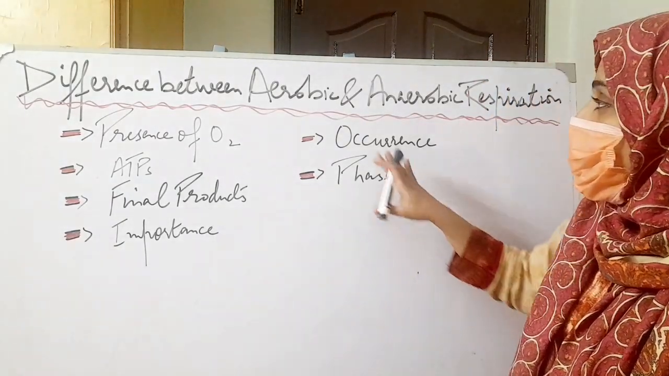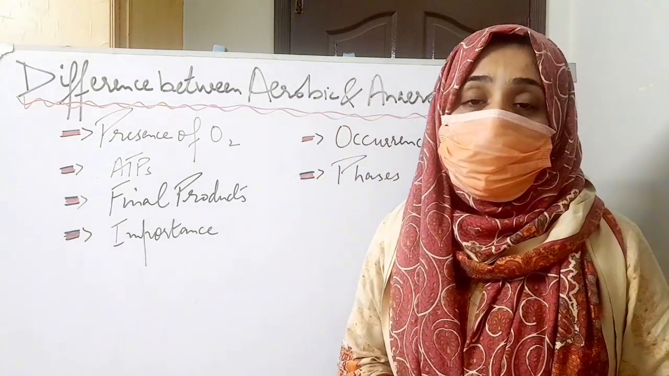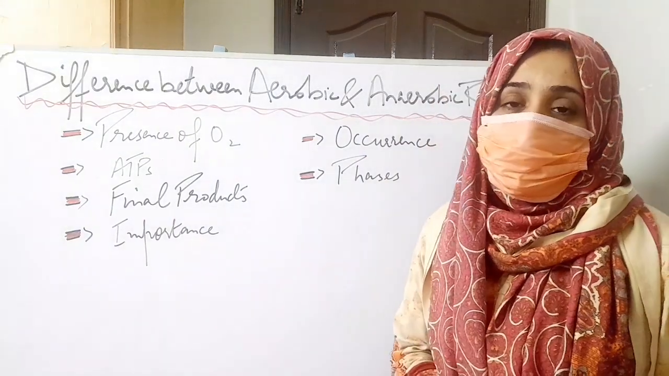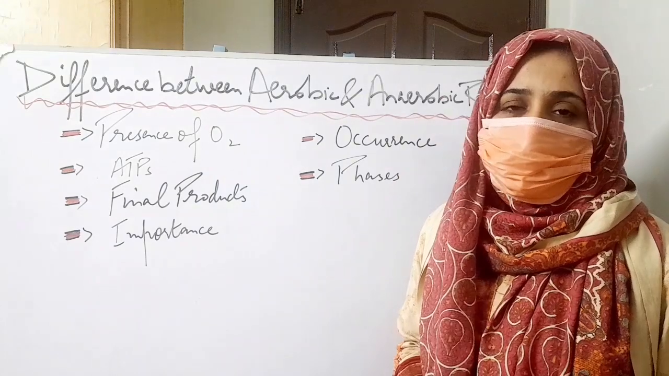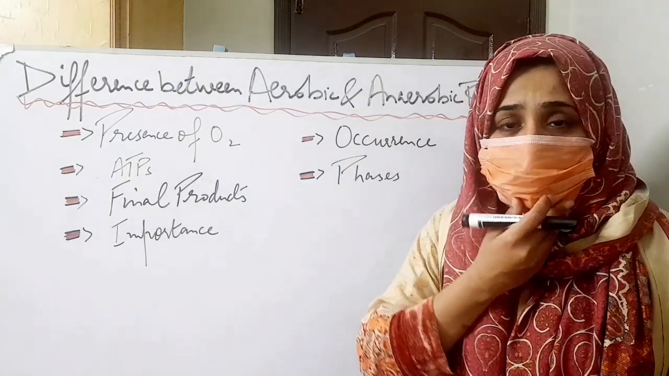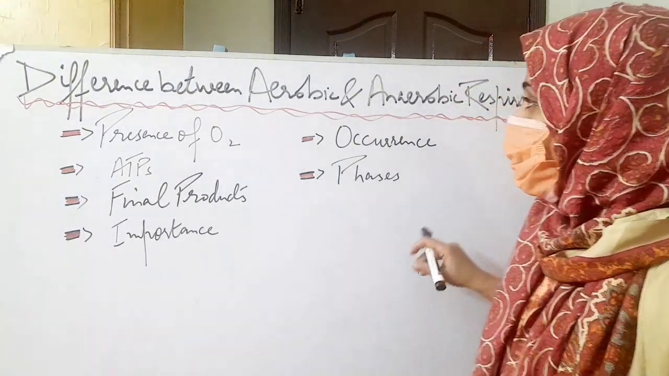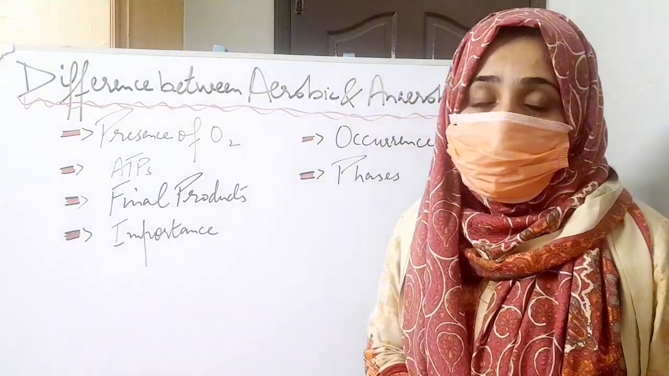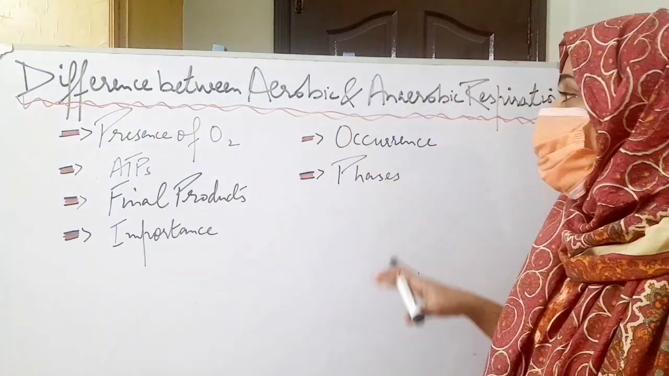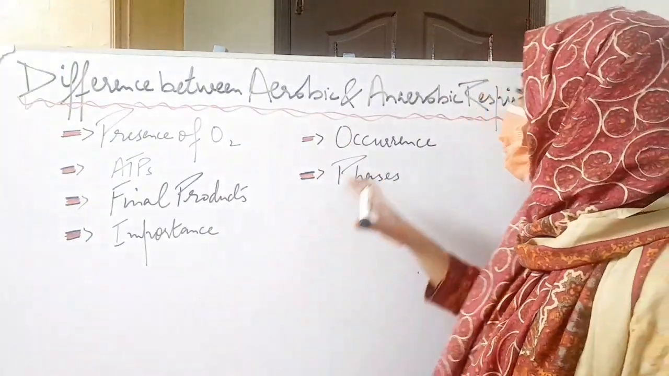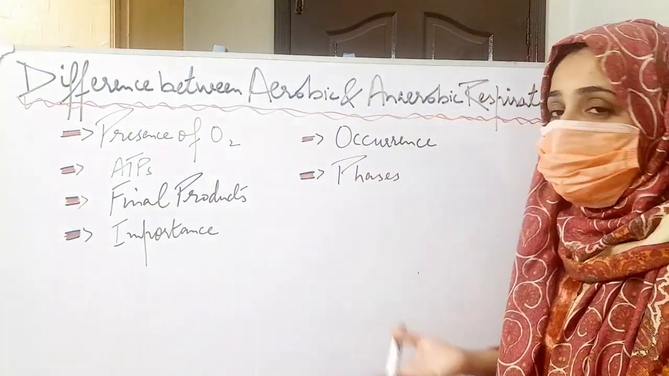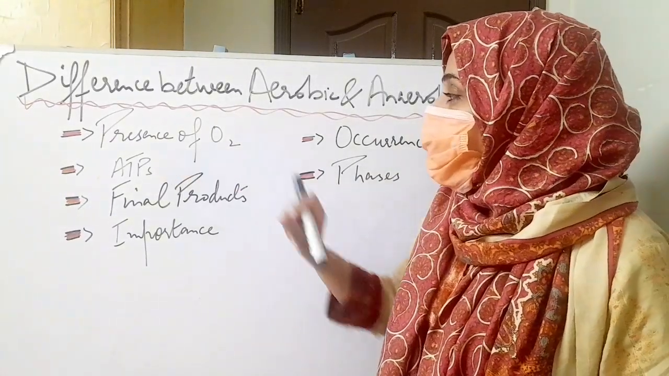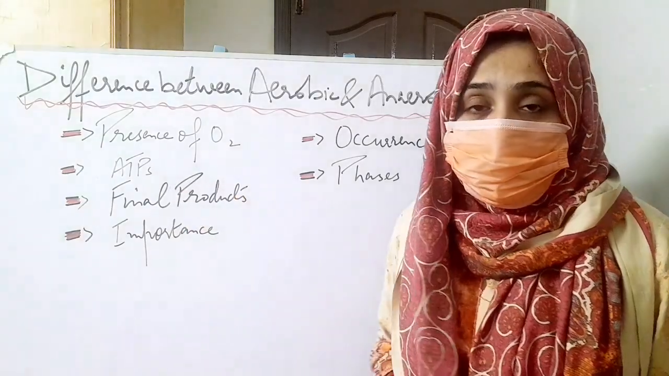So aerobic respiration basically occurs in higher organisms, whereas anaerobic respiration occurs in lower organisms like bacteria and certain fungi like yeast, etc. So the first difference between the both is the presence of oxygen. Oxygen is present in aerobic respiration, whereas oxygen is absent in anaerobic respiration, or anaerobic respiration takes place in the absence of oxygen.